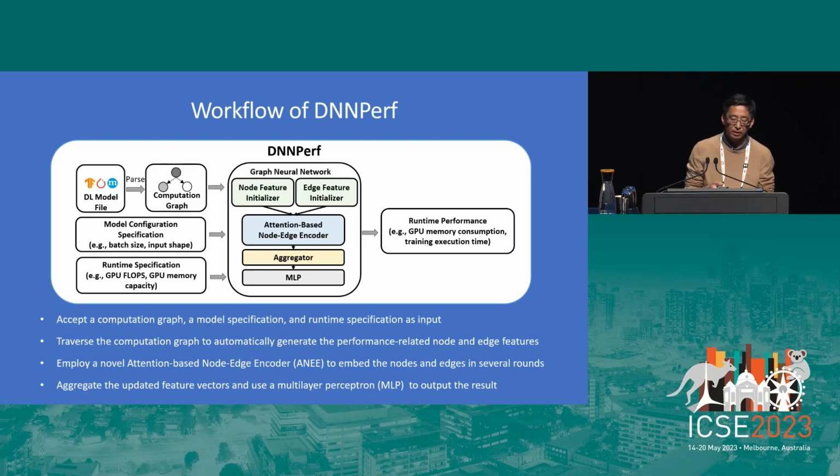This model accepts a computation graph, a model specification, and a runtime specification. Then we have a GNN model, which traverses the computation graph to automatically generate the performance-related node and edge features. Then we encode these node and edge features. And then we use an MLP, a neural network, to predict the final results, for example, the training time or the GPU memory consumption. So that's the overall workflow. Next I'm going to introduce each major step.